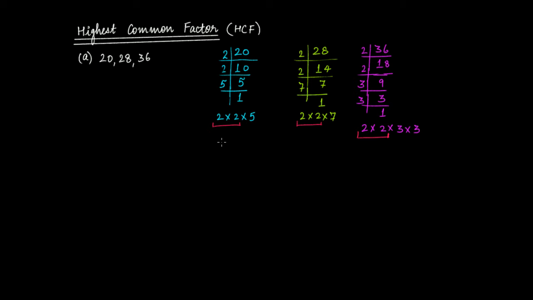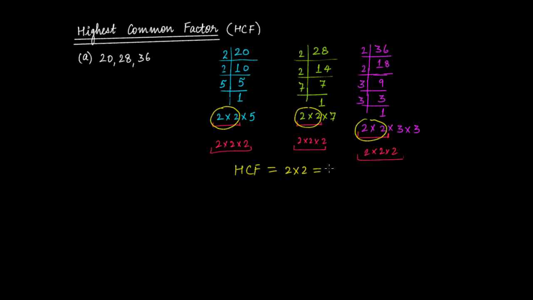Like, had it been 2 times 2 times 2 in one, but only 2 times in the others, you would have chosen only 2 times since that is what is common in all three. So the common part is 2 times 2 here, here, and here. Therefore the highest common factor will be 2 times 2, that is 4. This will be the highest common factor. Let's have another example.